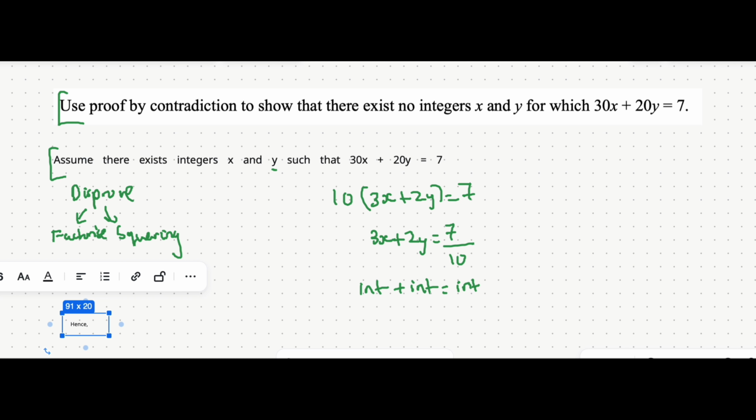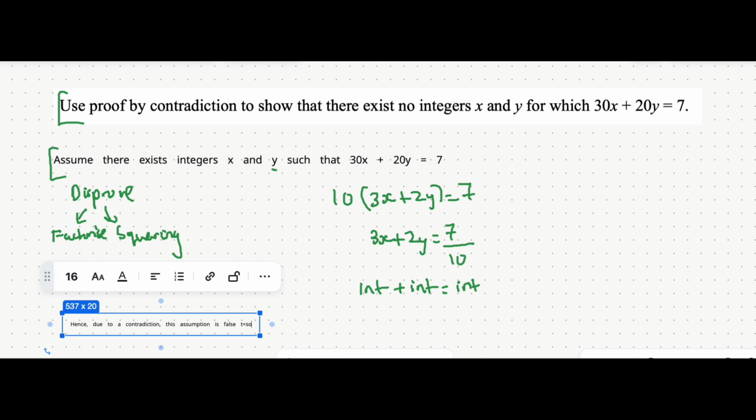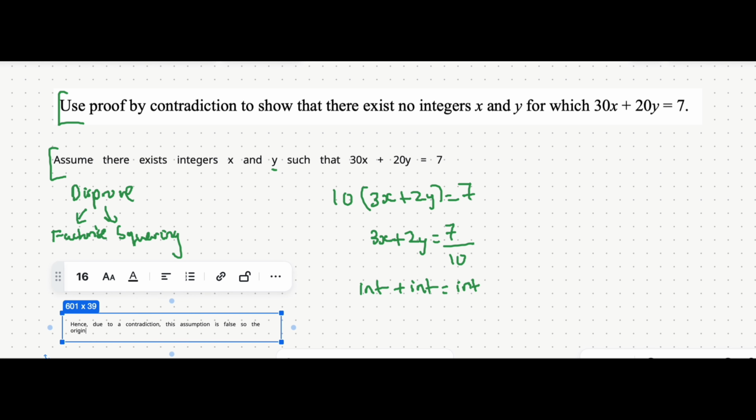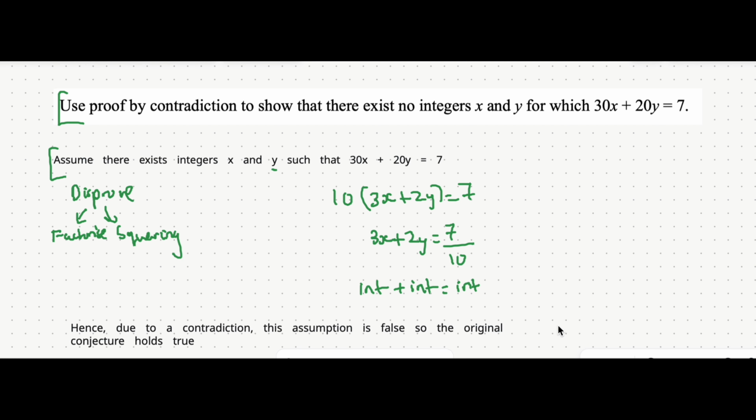Hence, due to a contradiction, I'm using big words, you don't need to use those big words. This assumption is false, so the original statement, or if you want to be fancy, you can say the original conjecture is correct, or if you want to be even fancier, holds true. Yeah, that's pretty much what you want to mention in terms of wording.